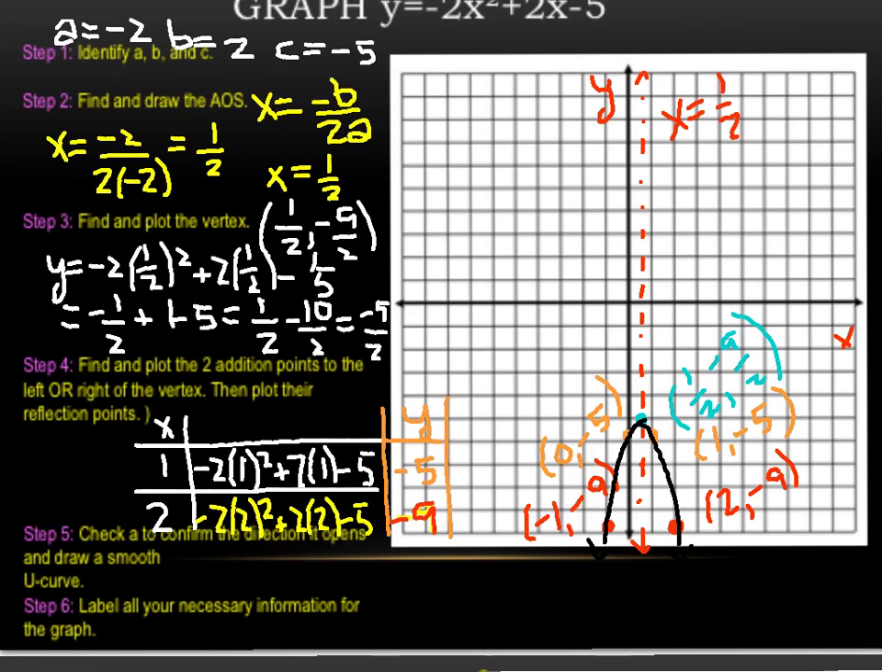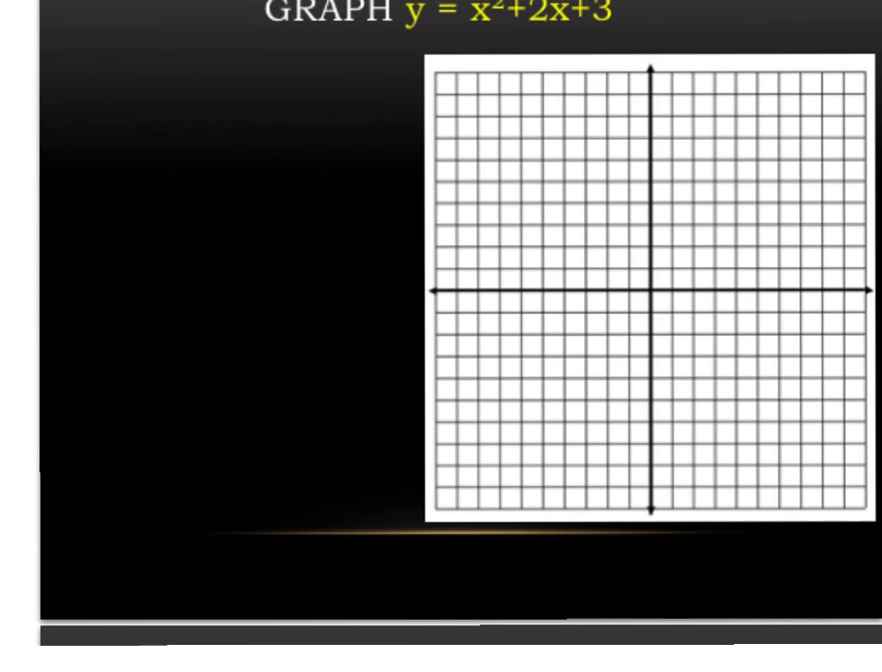Now I want you to notice that my A was negative and I am in fact facing down. Right? I've got all my points labeled. I got my axis of symmetry labeled. I got my X and Y axis labeled, and I'm good to go. Alright, so let's give this one a go.